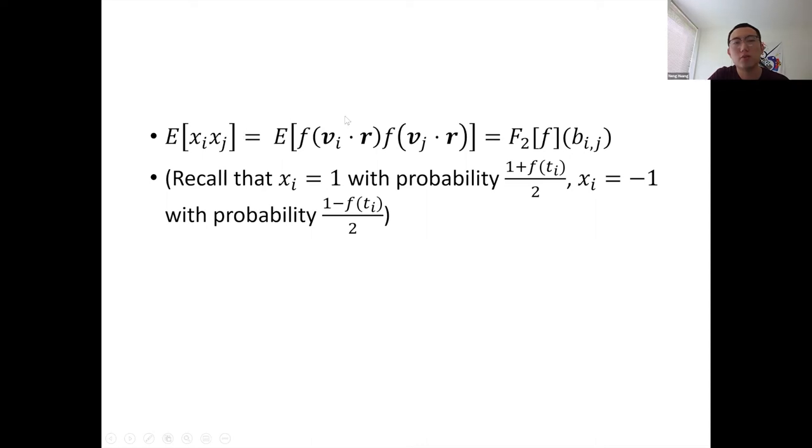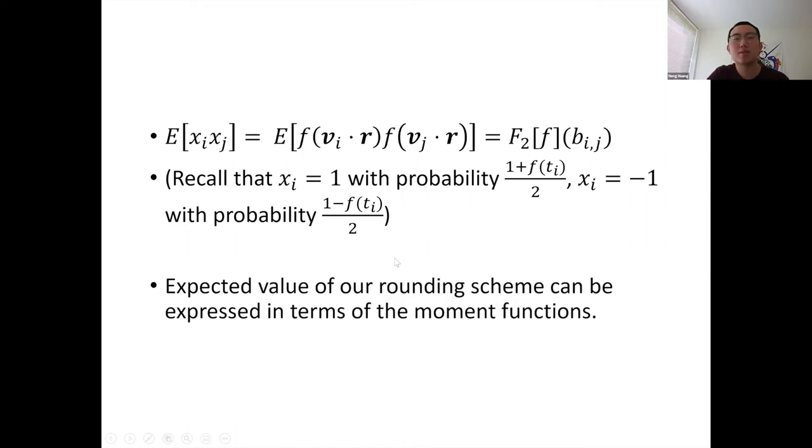Here, the expected value of xi times xj, if you use an RPR squared function, is the same as the expected value of f of vi dot r times f of vj dot r. And this is by definition the f2 of bij. So the idea that I'm trying to convey here is that the expected value of our rounding scheme can be expressed in terms of the moment functions. Okay.